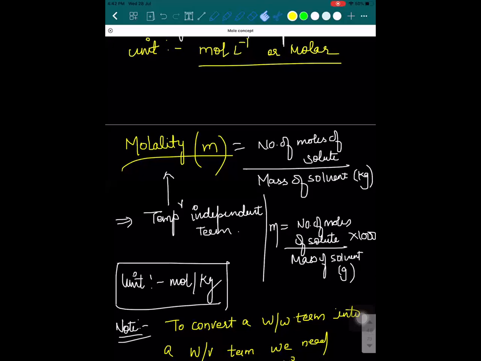Obviously, what Siddhik is asking is that, ma'am, if they are not directly giving the moles... Obviously they will give the weight only. Nobody will give you the moles. They will give you the weight only, and you have to first calculate the moles, and then go to the molarity term. Okay.